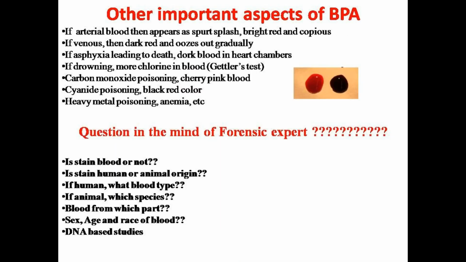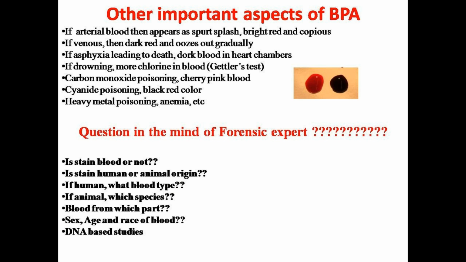Then by observing the blood stain color or blood color in the body, there are different things which can also be concluded, like we have already discussed that there is a type of splash called spurt. So in spurt, the blood comes out either from some artery or from a vein. If the blood is coming from an artery, then it would be bright red in color, while if it comes from a vein, then it would be dark red in color and it oozes out gradually, slowly.